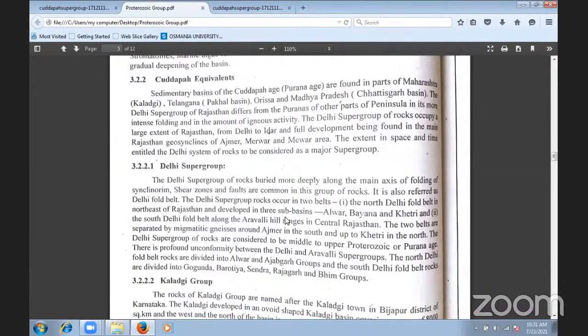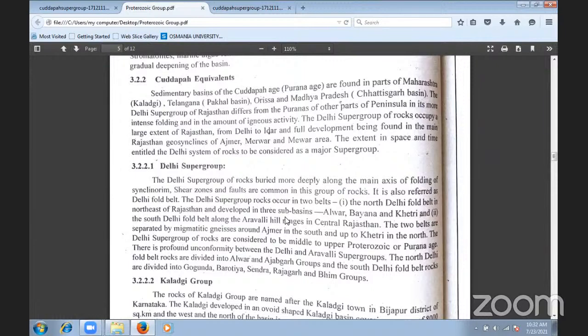The Cuddapah equivalence, or Cuddapah group equivalence. The sedimentary basins of the Cuddapah basin actually belong to the Purana age, and are found in parts of Maharashtra, Telangana as the Pakhal basin, Orissa, and Madhya Pradesh and Chhattisgarh as the Chhattisgarh basin.